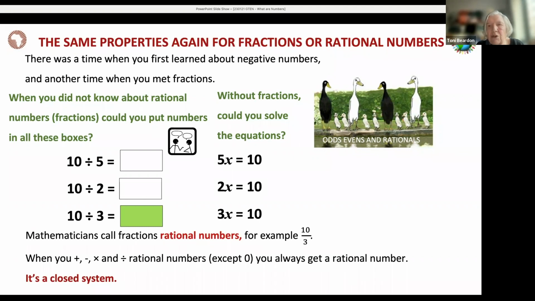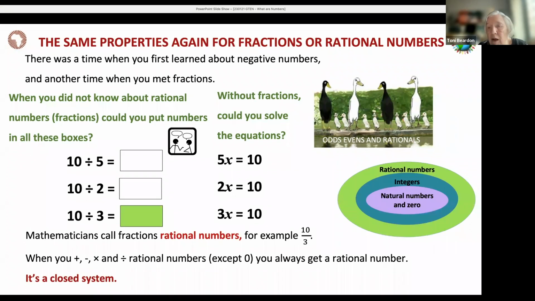It's a closed system. If we were just talking about whole numbers, it isn't closed, as we saw for subtraction and division. So now we put another layer of numbers outside, but also including everything in between, inside this diagram. So natural numbers and integers are rational, but in that outer green area, those are the rational numbers that are not whole numbers, not integers.